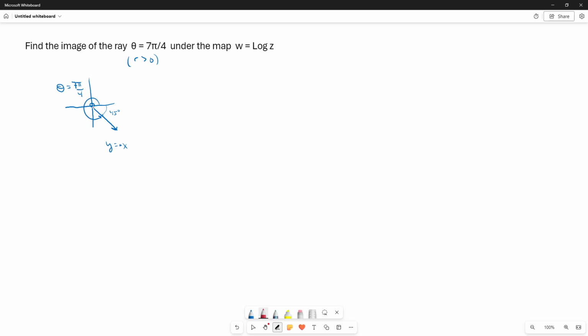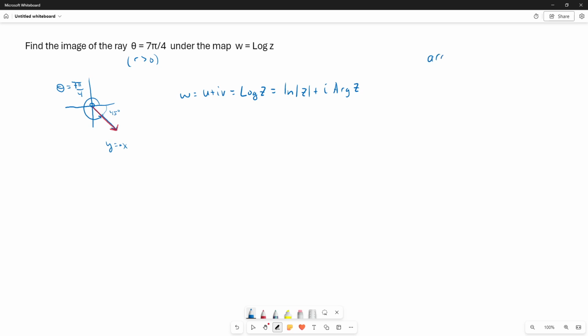Let's emphasize it in red, because there's a lot of other stuff there. So that's the ray, that's our domain. Okay, so what's the image of that? W, which is equal to U plus iV, is equal to the principal branch of the log of Z, which is defined as the natural log of the modulus of Z plus i times the principal argument of Z. So this is the principal argument.